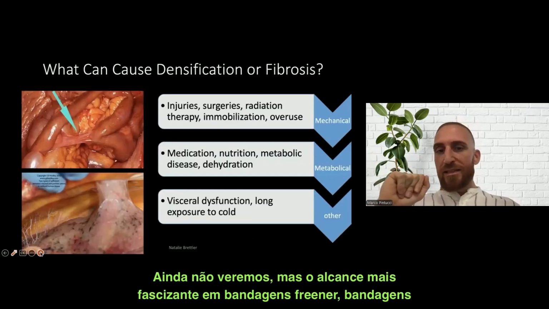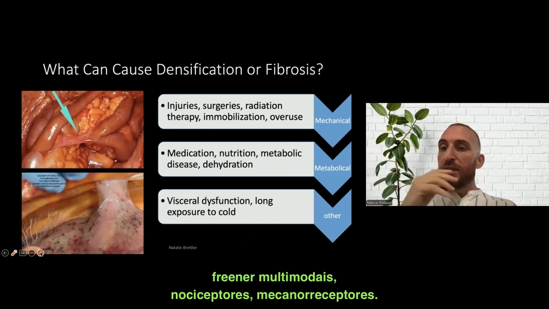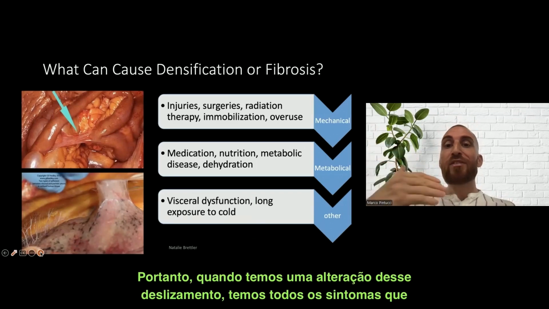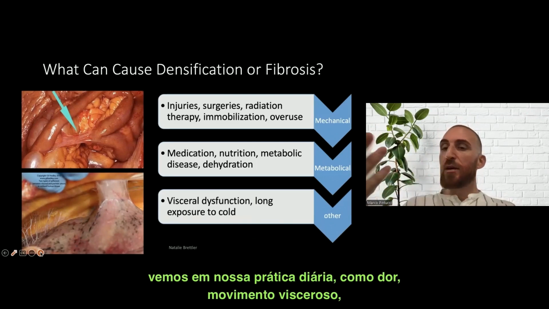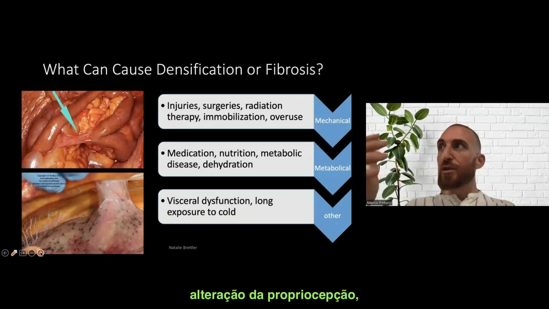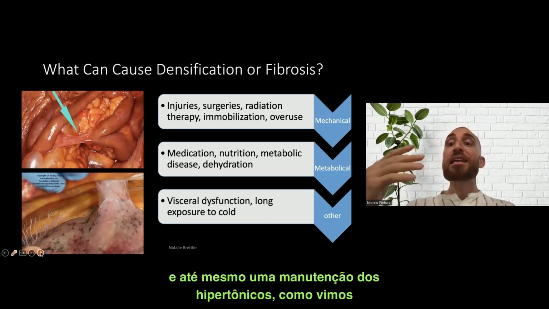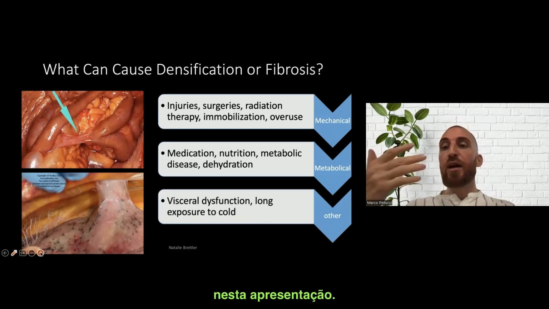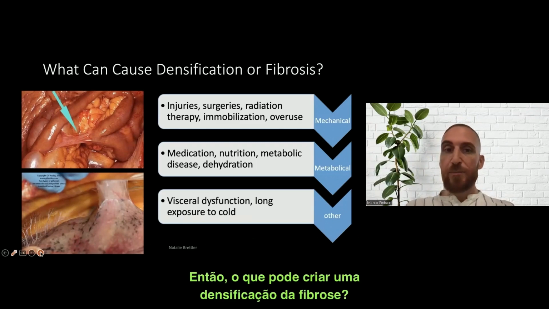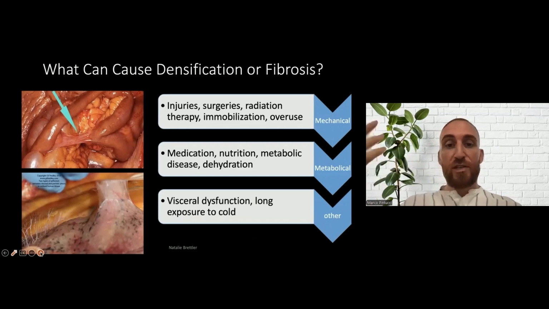We will see later that the fascia is rich in free nerve endings, multimodal free nerve endings, nociceptors, and mechanoreceptors. So when we have an alteration of this gliding, then we have all the symptoms that we see in our daily practice, such as pain, decreased range of motion, altered proprioception, and even a maintenance of hypertone, such as we've seen in spasticity.